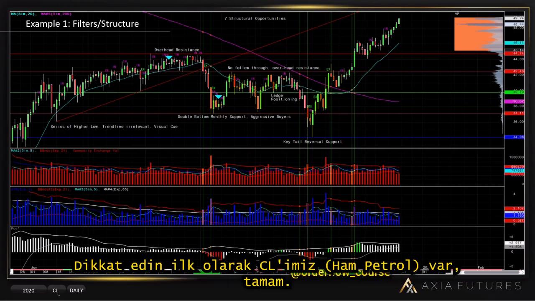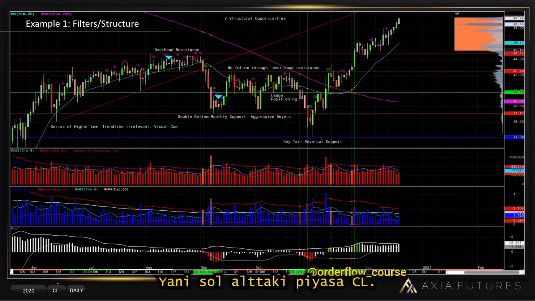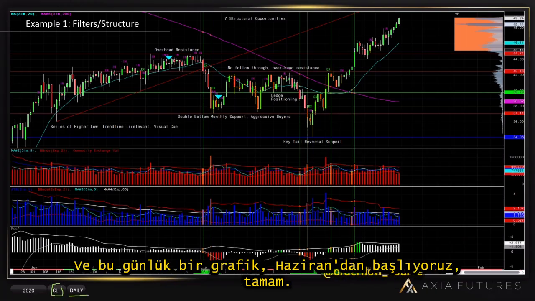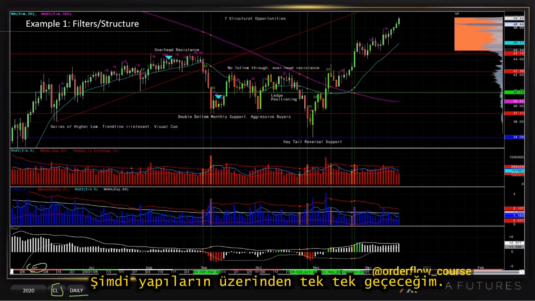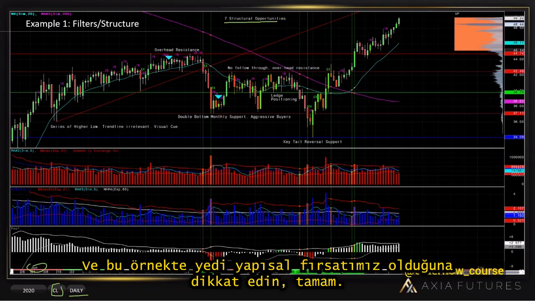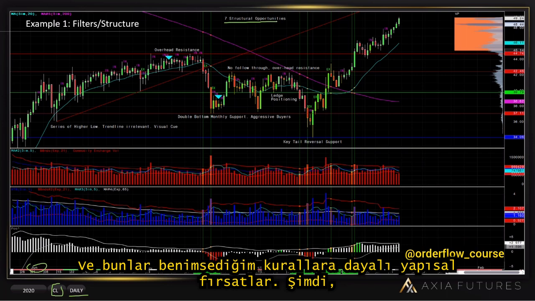Now notice, first one, we've got the CL. The market is in the bottom left, CL, and it's a daily chart. We're starting from June, so it's the last 6 months of 2020. I'm going to go through the structures one by one, and notice in this example we've got 7 structural opportunities. These are structural opportunities based on the rules that I adopt.